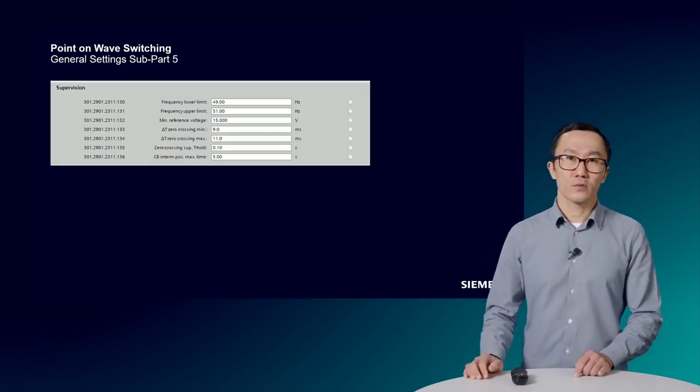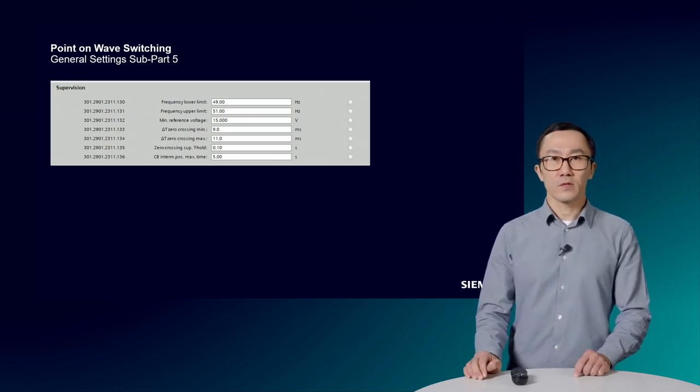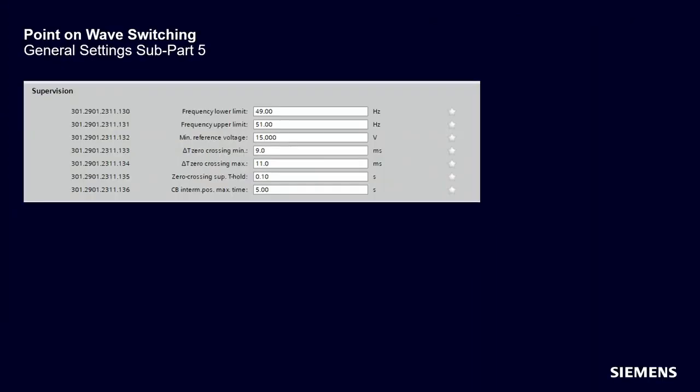So, the last part of the general setting is called supervision. These are frequency limits, minimum voltage reference, and zero crossing of the reference voltage. 2 types of messages can be issued: error frequency or error zero crossing. If one of the messages is issued, then the point-on-wave function will not be switching each phase individually. If 3-pole switching allowed is set to yes, then 3-pole switching takes place. If 3-pole switching allowed is set to no, then no switching will take place.